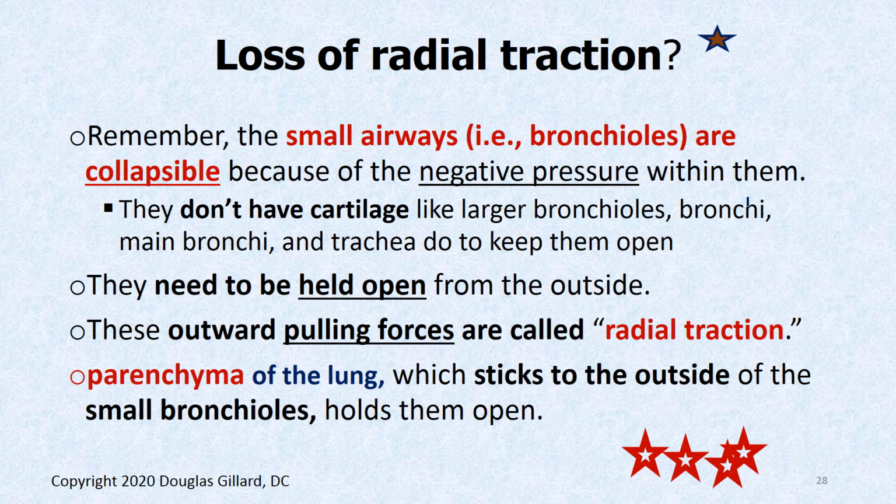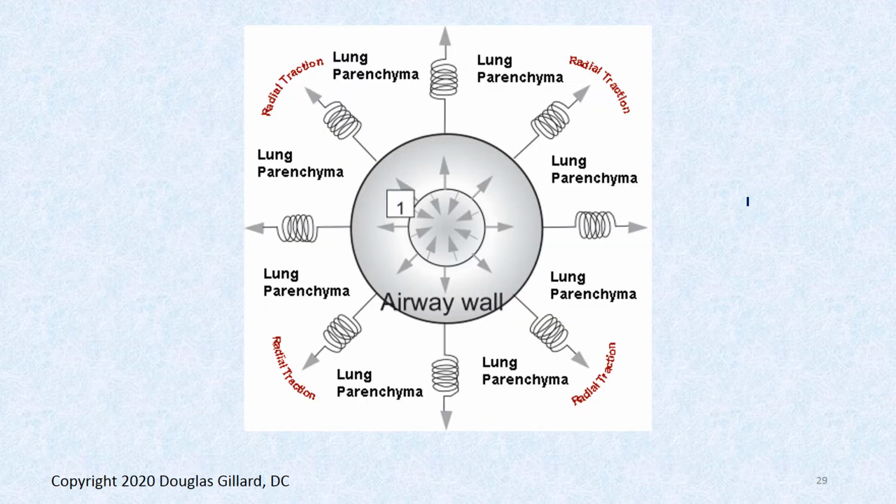Loss of radial traction we talked about. It's the small airways. Again, they don't have cartilage like the big airways, like large bronchioles or bronchi or main stem bronchi or trachea. They rely on the parenchyma of the lung and the elastic tissue that is attached to them to hold them open. And so if you lose that, if you have diseases that destroy the parenchyma, it will destroy the airway.